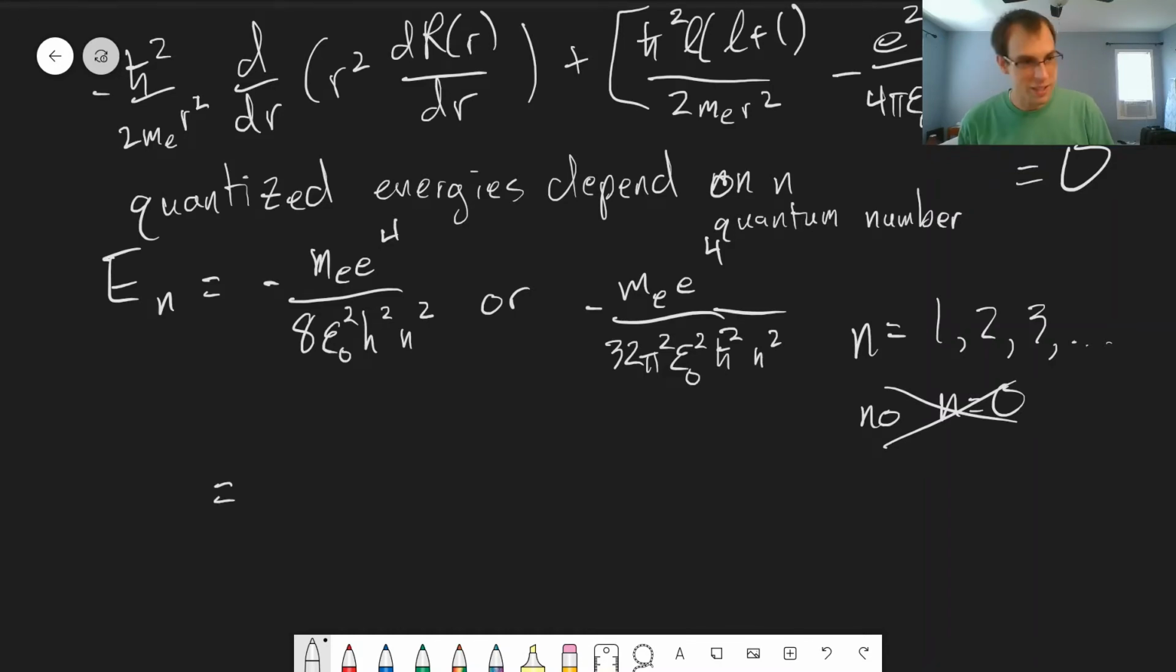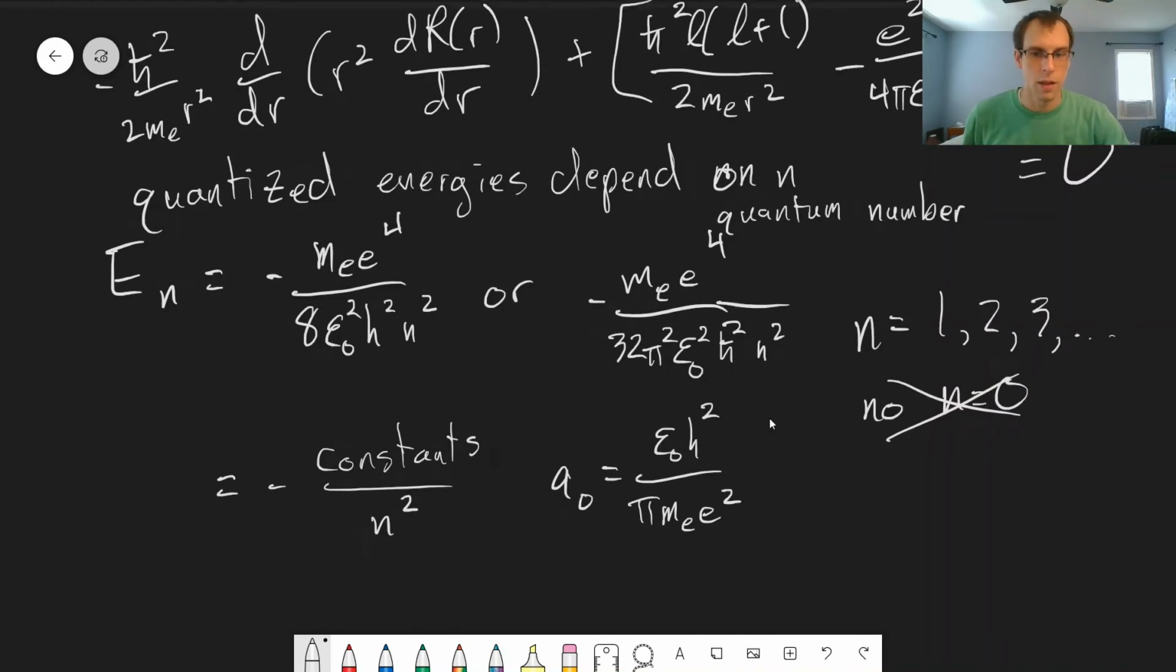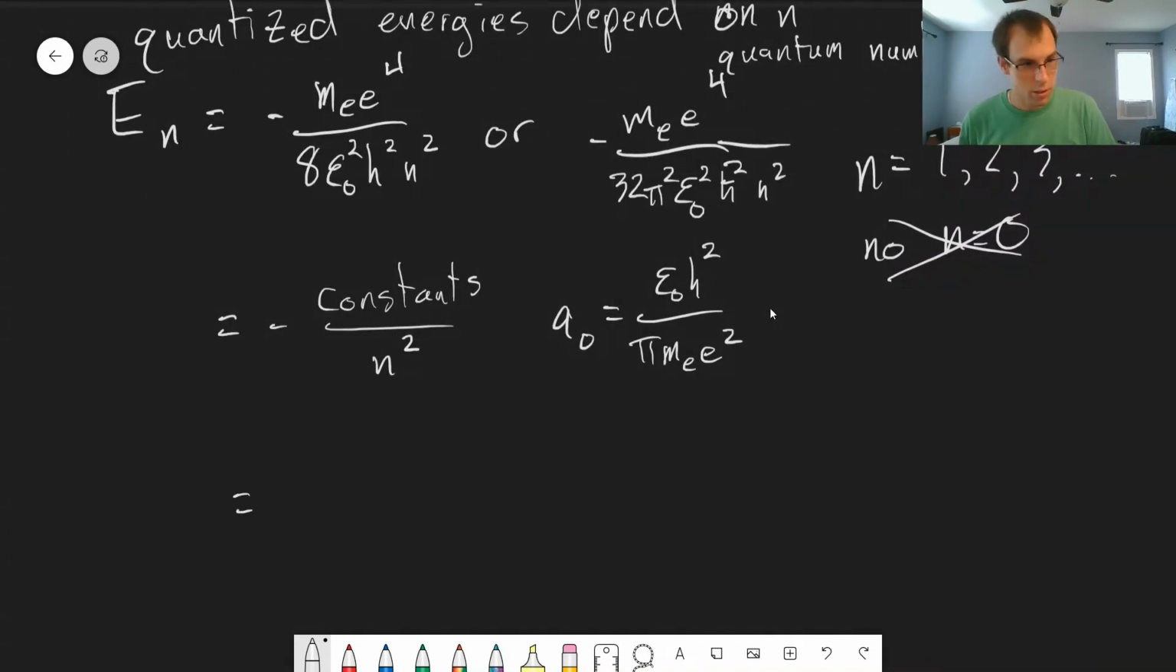One way we can simplify this is that this is a bunch of constants over n squared. Right, that's the key point here, that it's quantized. There's a bunch of constants here. It looks a lot more complicated than it is, though, because this is just a number over n squared. And so we can slightly simplify this if we define the Bohr radius a naught as epsilon naught h squared over pi me e squared. We can simplify this a little bit, which is equal to negative e squared over 8 pi epsilon naught a naught n squared.